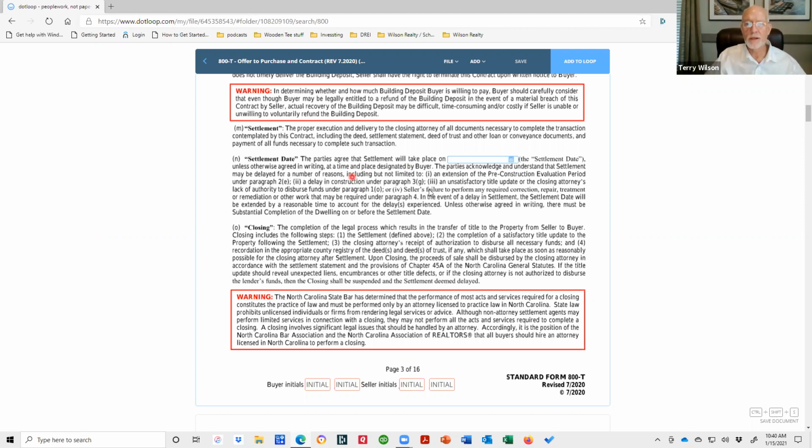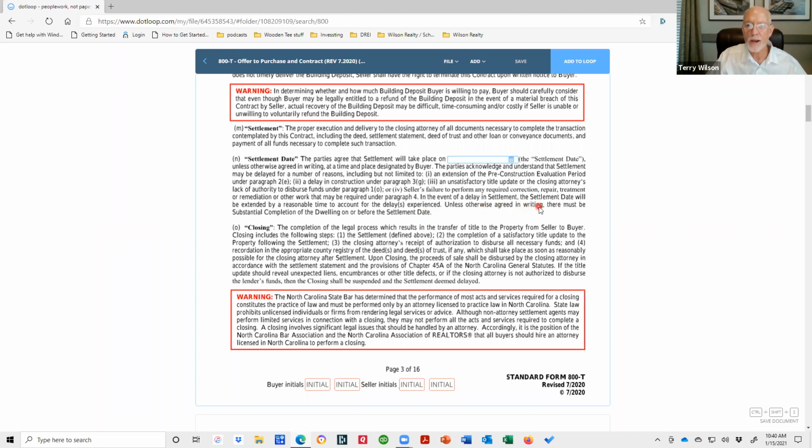In the event of a delay in settlement, the settlement date will be extended by a reasonable time. Notice there's no automatic 14 days here. It's not the same as the offer to purchase contract form 2T. The 14-day rule doesn't apply to this contract. The settlement date will be extended by a reasonable time to account for the delays because, you know, the builder, there might be rain and they just couldn't get the landscaping done or they just couldn't get something done.